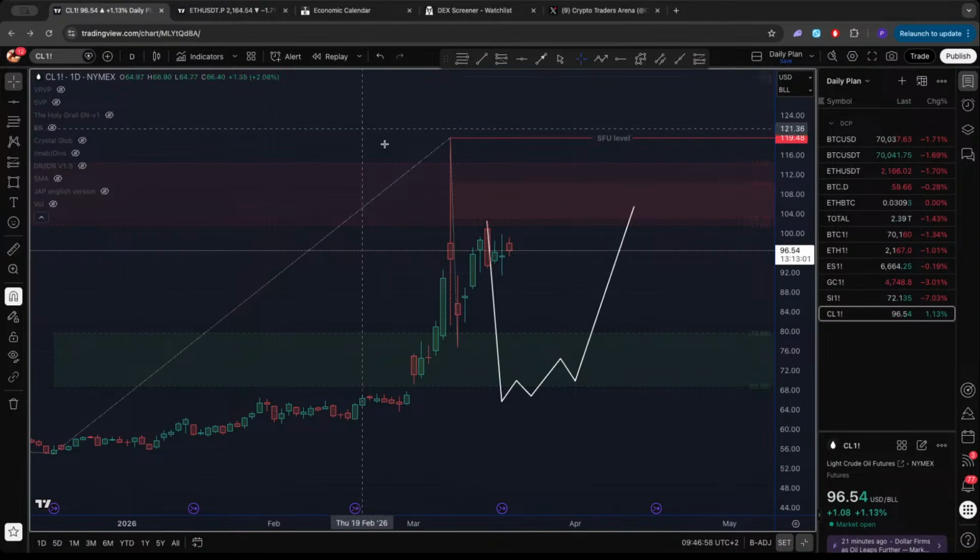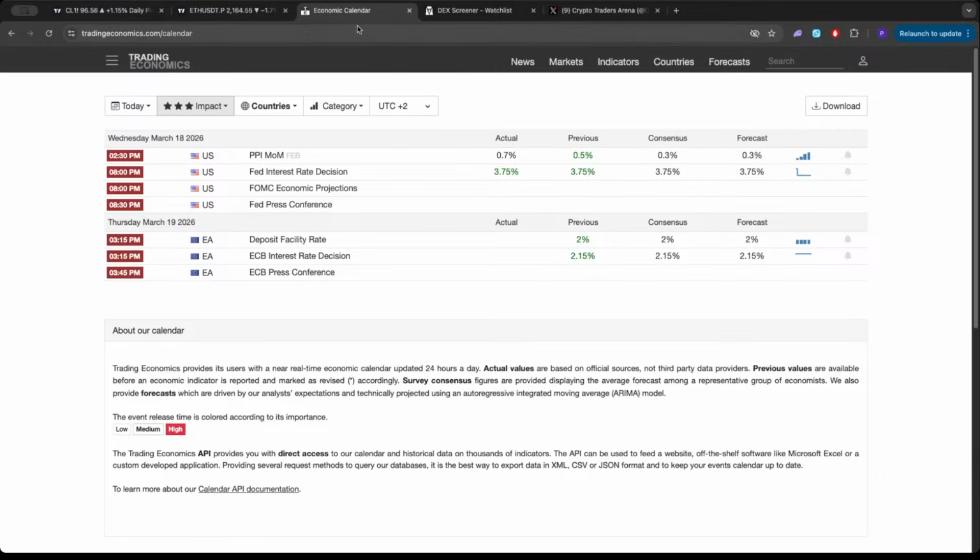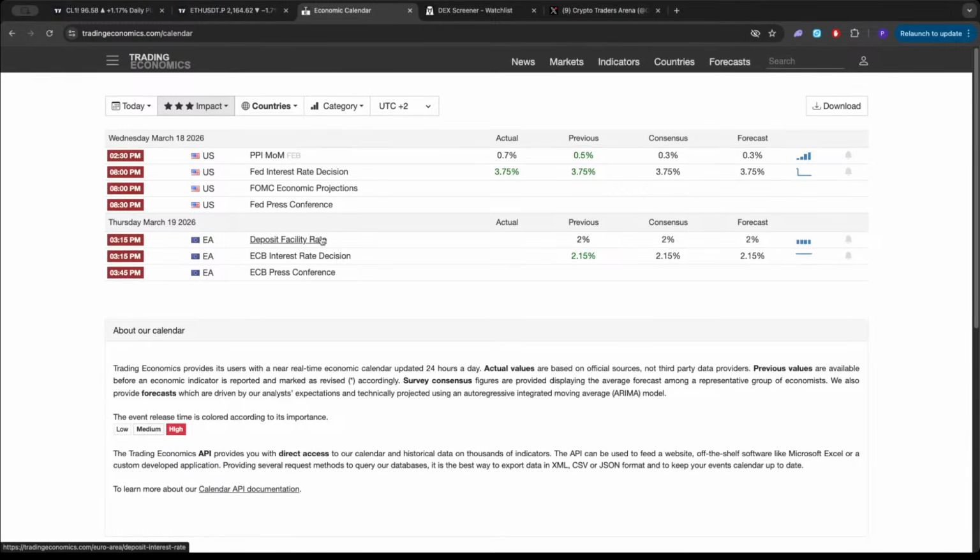Okay, that's the higher time frame. Let's check the calendar. Today, we don't have United States news, but we have Europe news, kind of at the same hour as the New York session opening. Interest rate decision in Europe. That could move the market a little bit. I don't know how much, but be extra careful. It's high impact and could move the market.